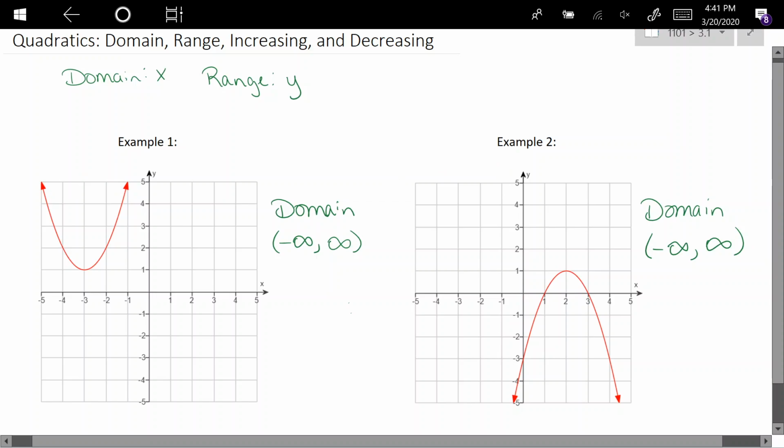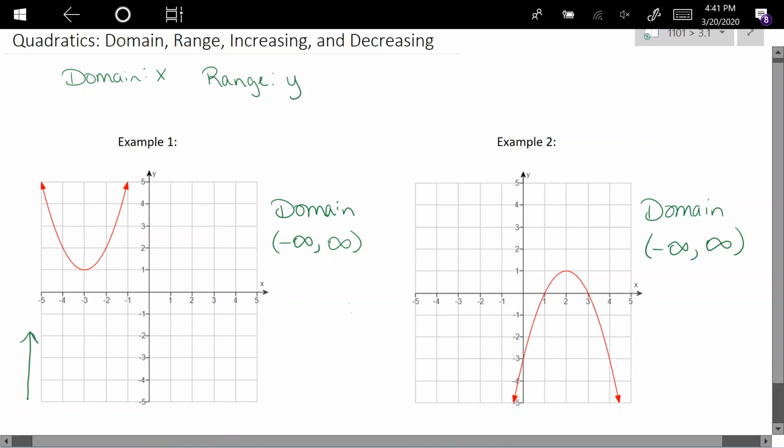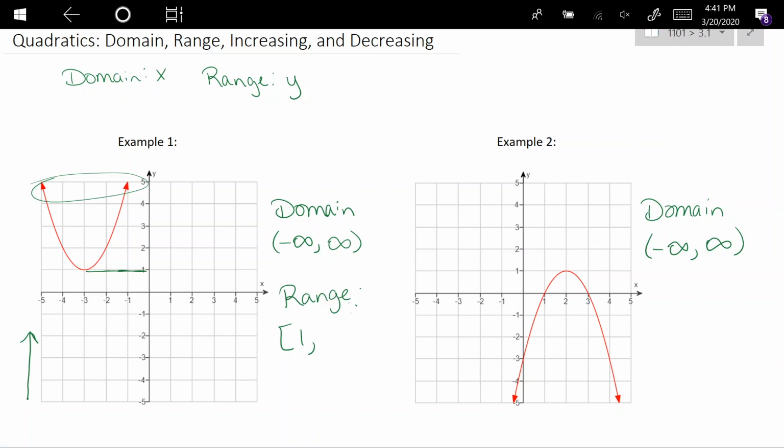Range is very similar, except we're going to look from bottom to top because we're talking about y values now. So as we look at our first example, the very bottom thing we see of our graph is going to be at y equals 1. So our range starts at 1. And as we trace up, the very last thing we see are these arrows, telling us that we go off to positive infinity in the y direction.